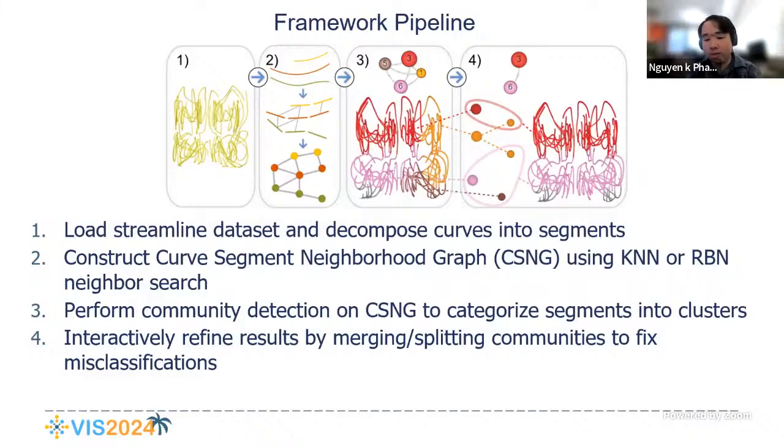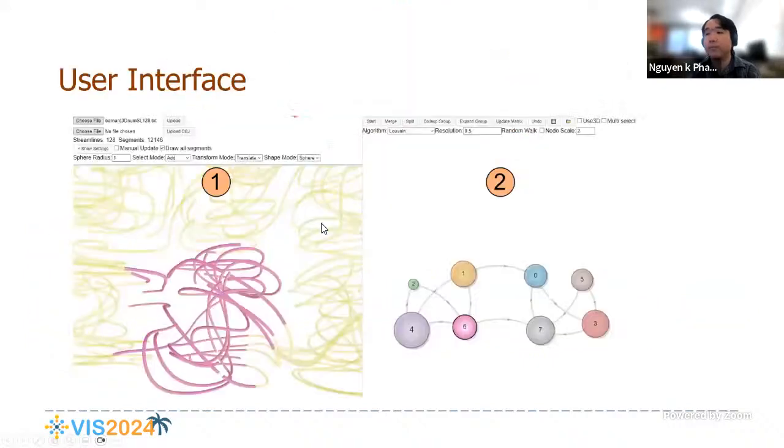And also, this is a web-based framework, which means that it can run on any device with a modern browser, ensuring maximum accessibility. Our user interface consists of two main panels that work together to provide a comprehensive view of the flow data. On the left side, we have a 3D visualization panel. This shows the actual streamlines and segments in three-dimensional space. When the user selects communities in the graph view, the corresponding segments are highlighted in the 3D view.